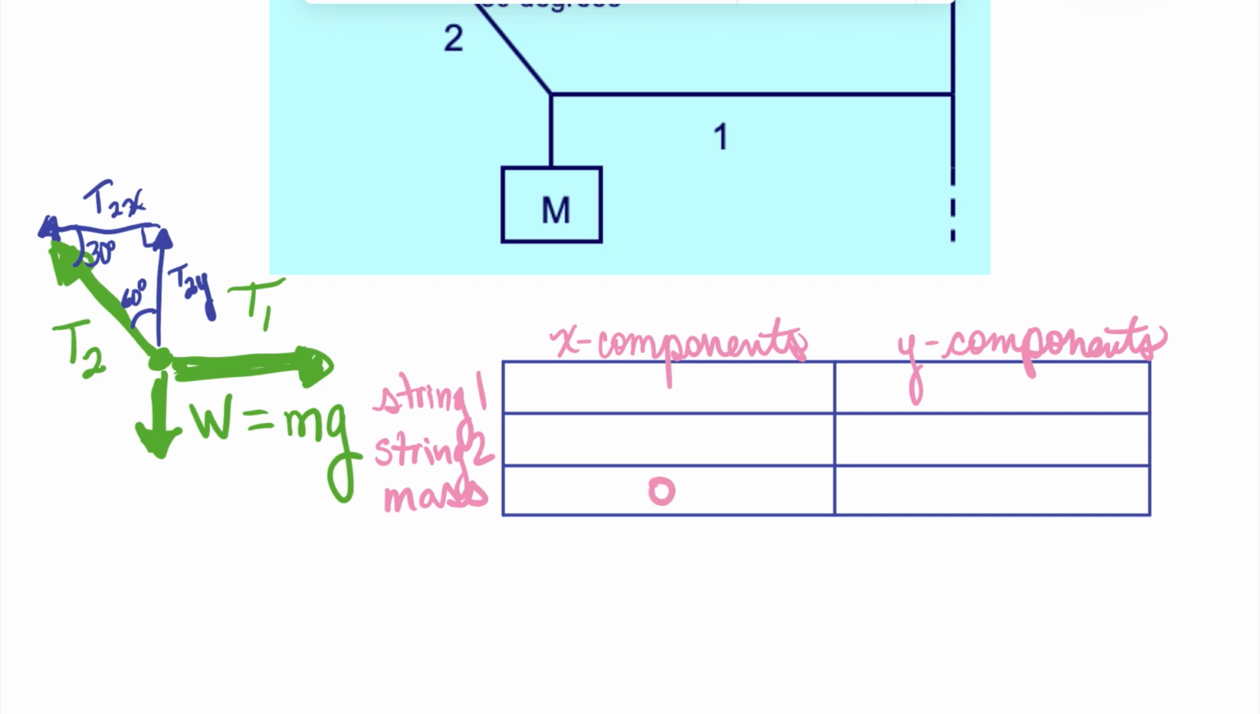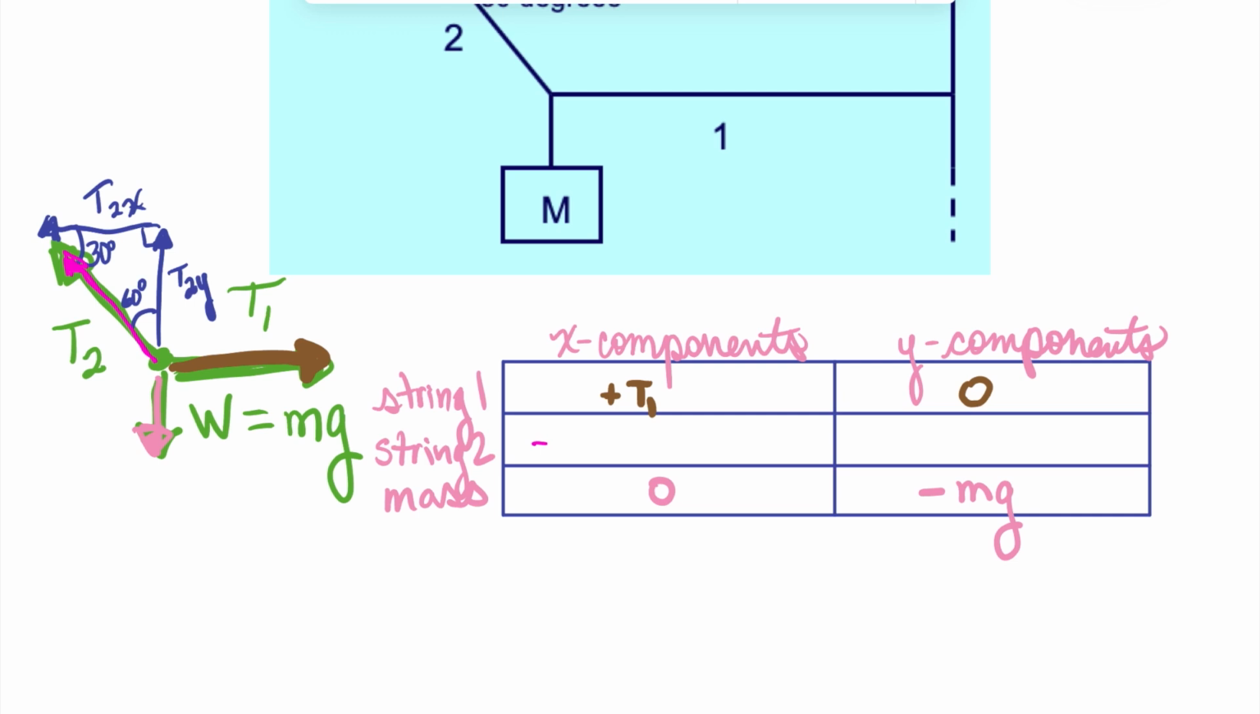So the force due to that mass acts straight down, so the x component will be 0, and the y component is going to be negative, because it's down, m times g. T1 lies directly along the x-axis, so its y component will be 0, and its x component is just going to be positive T1.